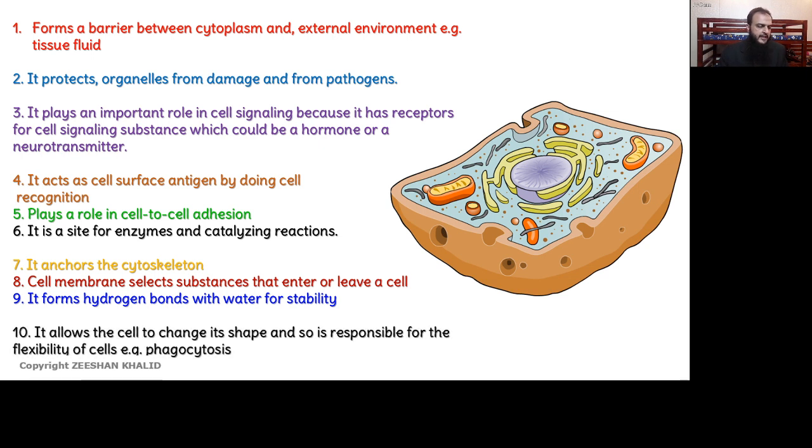And then point number 10, finally, it allows the cell to change its shape, so it is responsible for the flexibility of the cells. For example, your white blood cells engulf the bacteria, and of course that engulfing is done because of the potential of the cell membrane to change its shape.